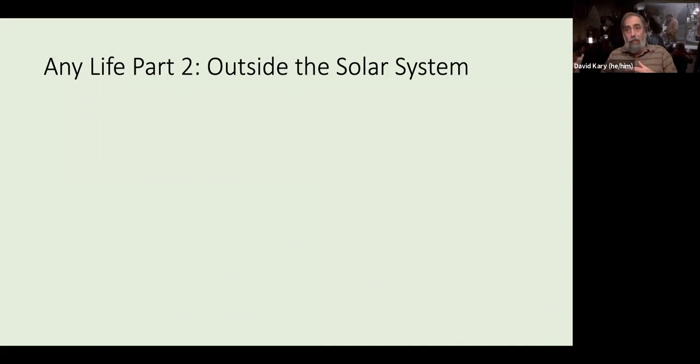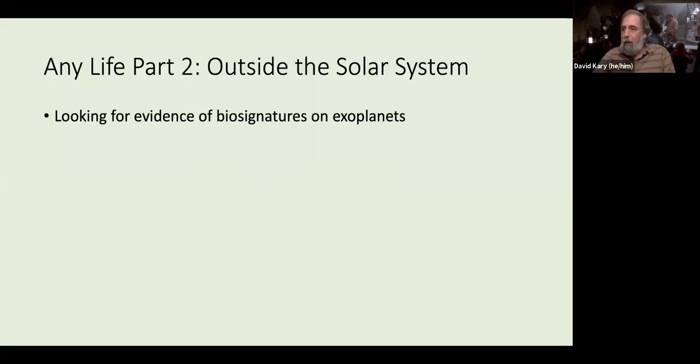Okay, so those are some of the options looking for life within our solar system. Let's go outside the solar system now. Here we'd be looking for biosignatures on exoplanets. So we're looking for evidence of life on these planets around other stars. Now that's a much harder thing to do because we can't go there. It's too far away still. So we have to look from afar.